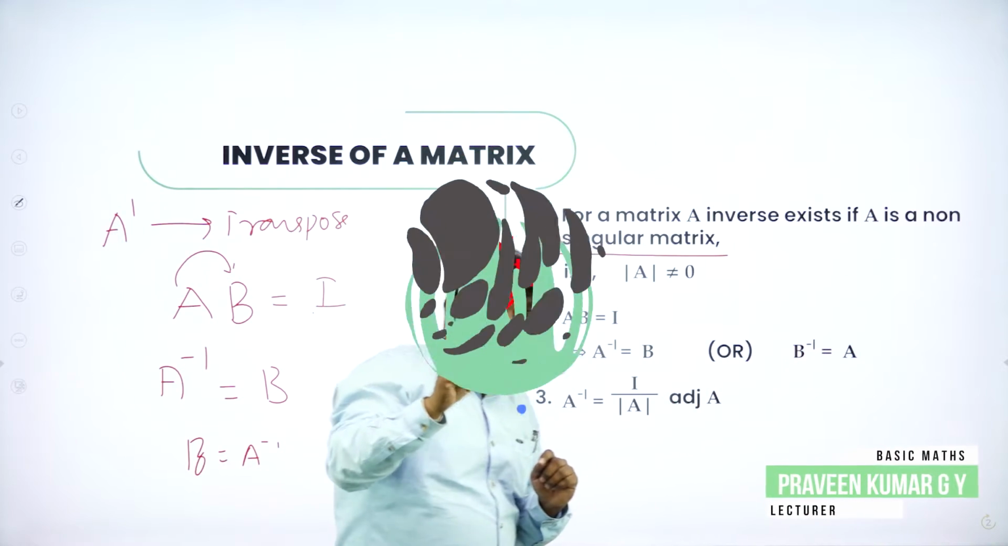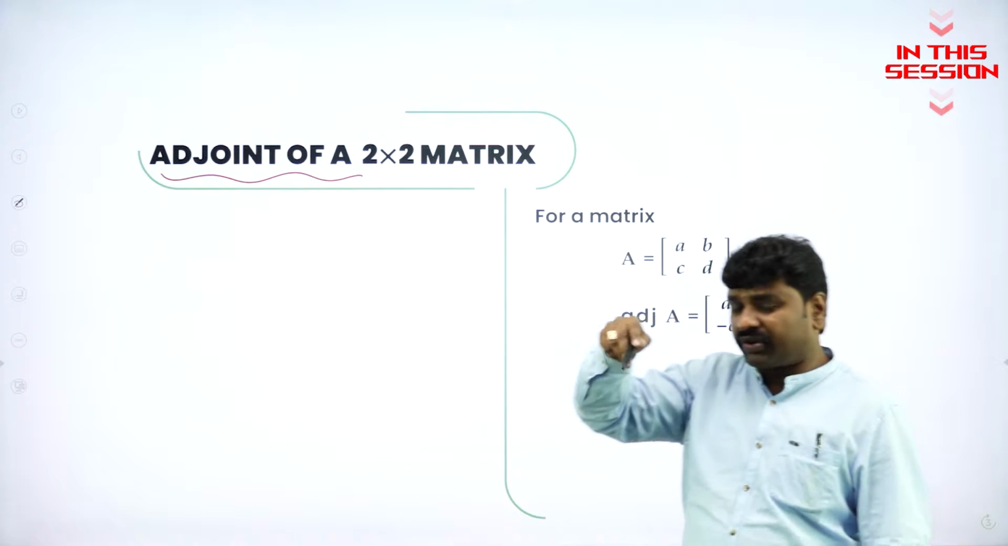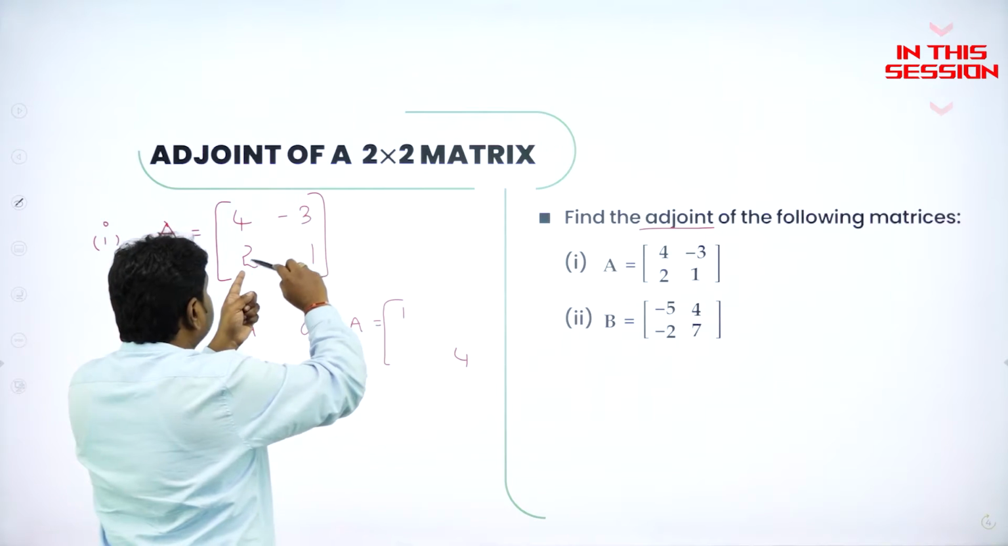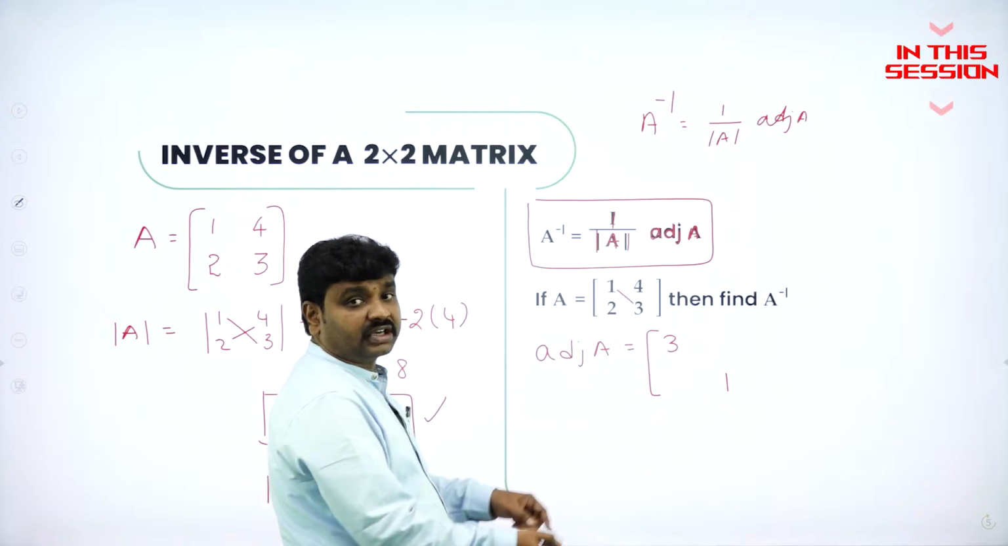First of all, the given matrix should be non-singular, then only inverse exists. So first we should find minor, then we should find cofactor, then we should transpose the cofactor. Second diagonal, change the sign. Second diagonal is what? -3, change the sign. Interchange these two, the principal diagonal.